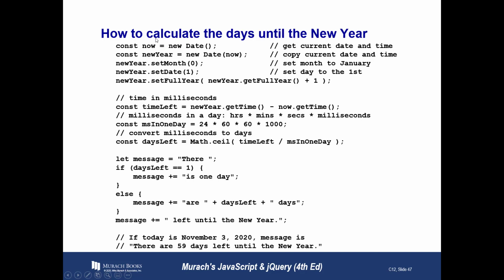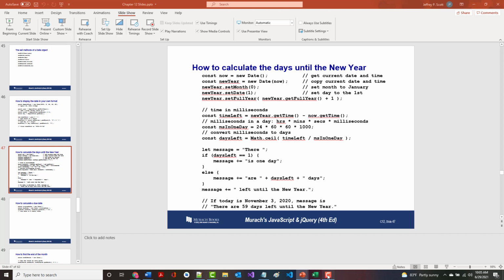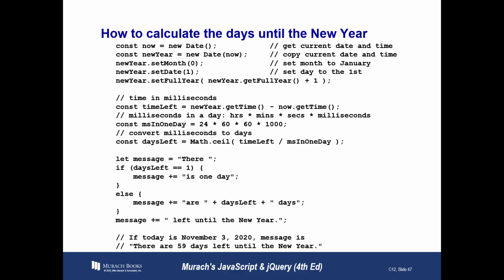So they have a little countdown here. It says how many days are there till New Year's. Stop this for a minute while the clock's going. Sorry about that. So we've got this. Let's calculate the number of days till the new year. Well, we want the current date. It says get the current date and time, copy the current date and time.